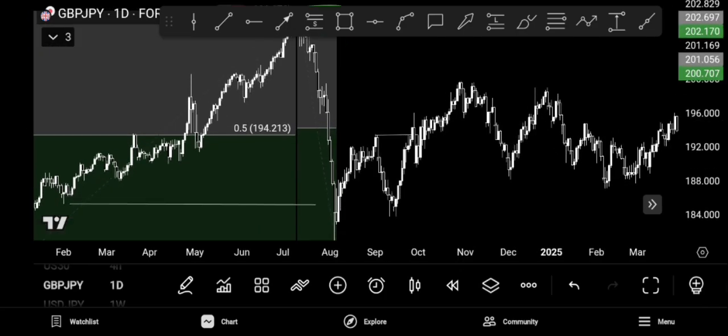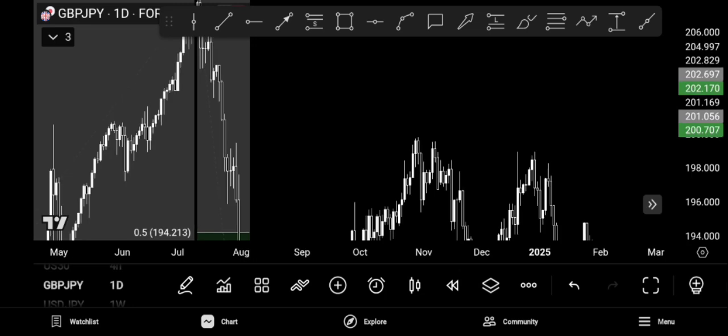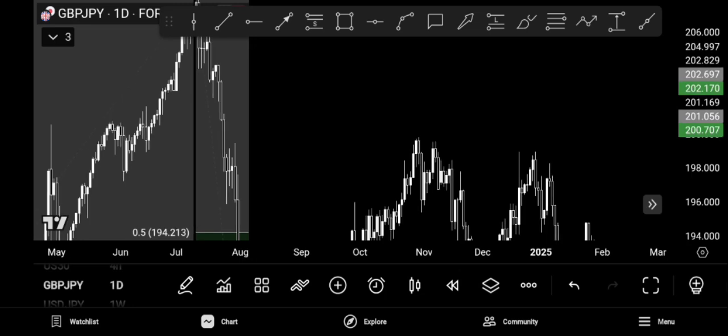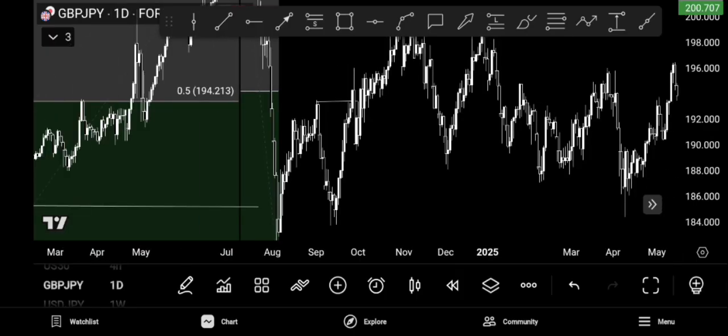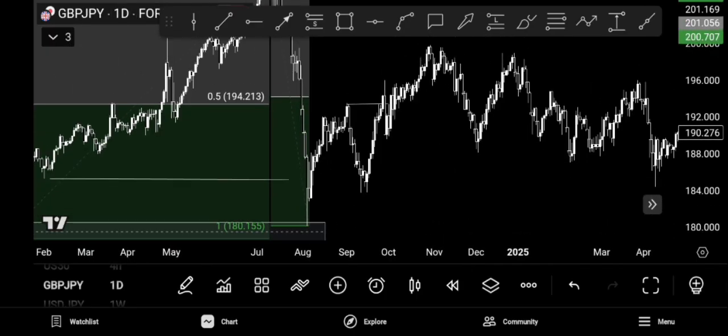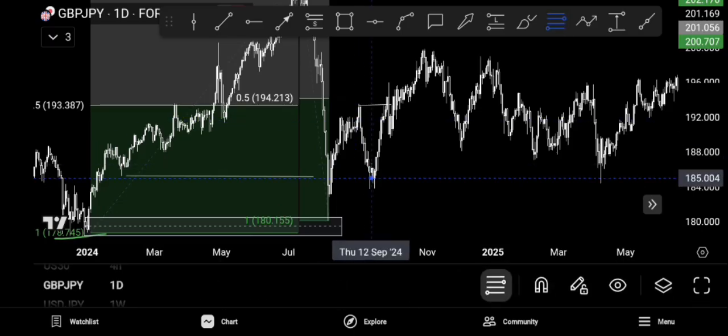Now what happened here? Now we can see that price did what? Sold into our demand zone. Let's see, this is where we are. Price is at our demand. If you can see what happened here.